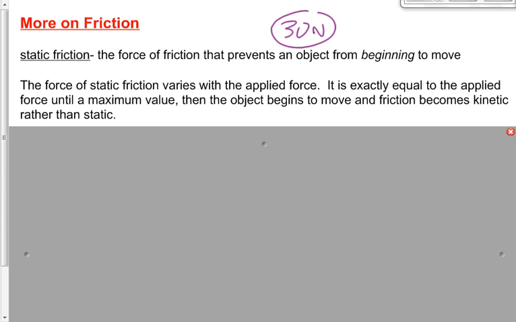So maximum value between Leah's desk and the ground was 30 newtons. I push with 10, static friction is 10. I push with 20, static friction is 20. I push with 29, static friction is 29. I push with 31, I've exceeded it, now it moves, static friction is 0. Now kinetic friction kicks in. So a wonky force we got here. A force that changes, seems to know how hard I'm pushing.